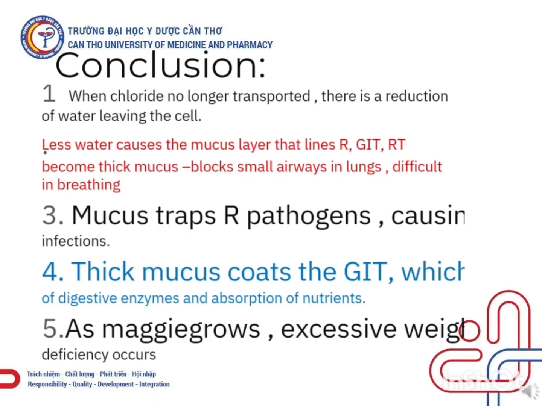The conclusion of the topic is, when chloride is no longer transported, there is a reduction of water leaving the cell. Less water causes the mucus layer that lines the GIT and RT to become thick mucus, which blocks small airways in the lungs, making breathing difficult. Mucus traps pathogens, causing a large number of lung infections. Thick mucus coats the GIT, which prevents the secretion of digestive enzymes and absorption of nutrients. As Maggie grows, excessive weight loss and vitamin deficiency occur.